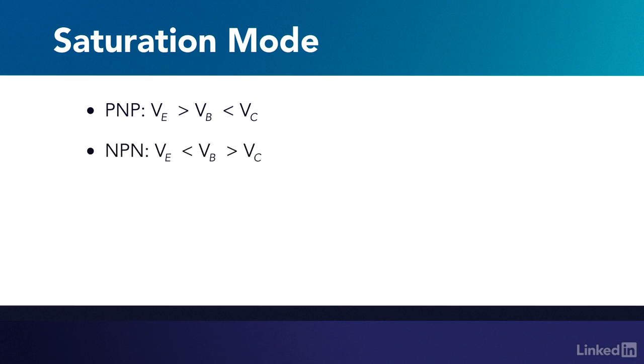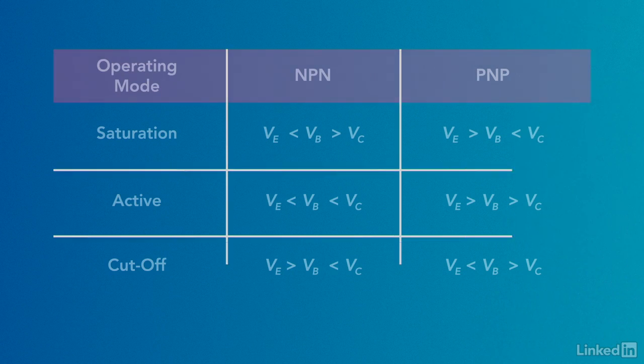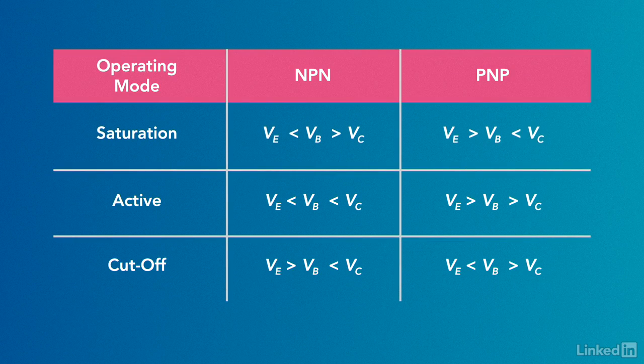If I look at that alongside the voltage conditions required for an NPN transistor to be in the saturation mode, I can see that the greater than and less than symbols are just oriented in opposite directions. In fact, for each of the three transistor operating modes, the voltage relationship between the emitter, base, and collector terminals will have the opposite polarities for NPN versus PNP transistors. Just flip the greater than and less than signs around to convert the expression for one type of transistor to the other.